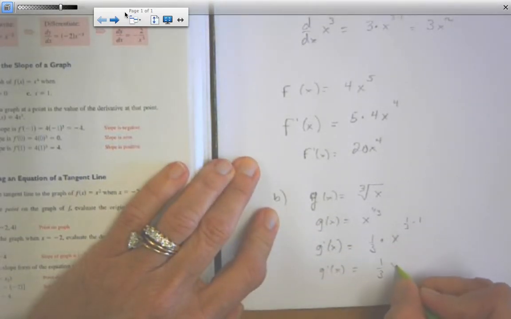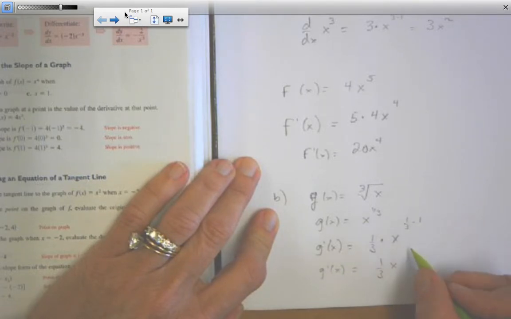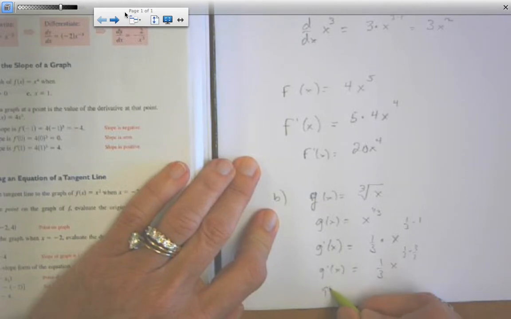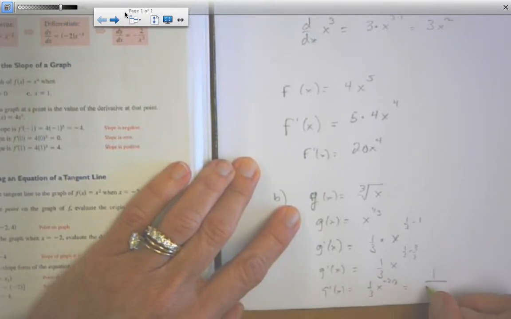So 1/3 x to the 1/3 minus 3/3. So the derivative is 1/3 x to the negative 2/3. And to write that in simplest form, I'm going to write it as 1 over 3x to the 2/3 power. The 3 is in the denominator, and a negative exponent takes it down to the denominator.